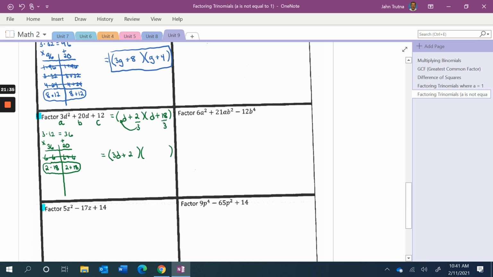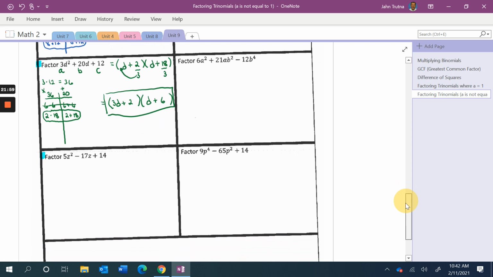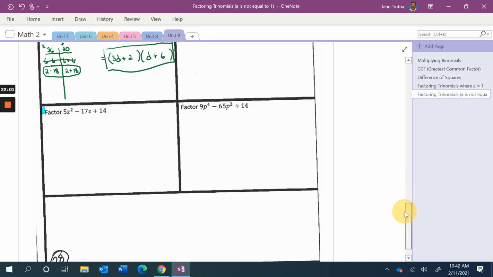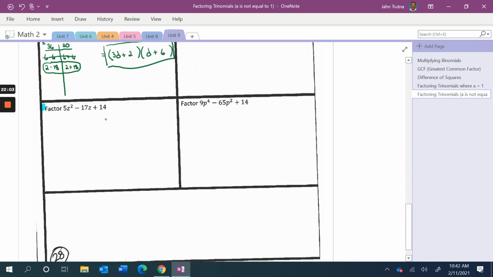The second quantity, because 3 divides into 18, you divide it. So the second quantity becomes d plus 6. So my factors are the quantity 3d plus 2 multiplied with the quantity d plus 6. Those two factors would multiply together to equal the expression that I started with, which once again is exactly what factoring is.